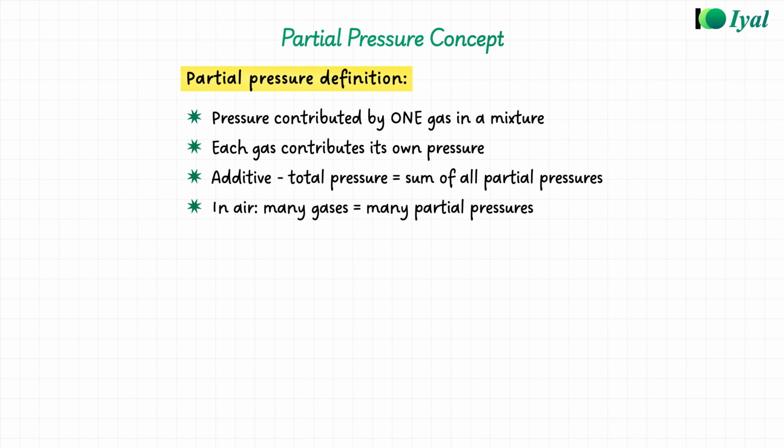Alright, now let me explain partial pressure. When you have a mixture of gases like atmospheric air, which has nitrogen, oxygen, carbon dioxide, and other gases, each gas contributes its own pressure to the total. The pressure from oxygen is called partial pressure of oxygen. The pressure from carbon dioxide is called partial pressure of carbon dioxide, and so on. So partial pressure is simply the pressure contributed by one individual gas in a mixture.